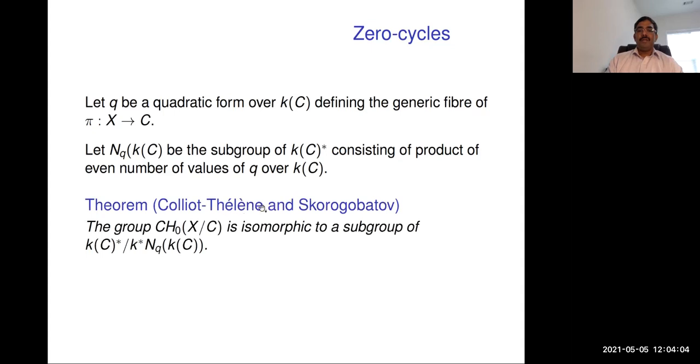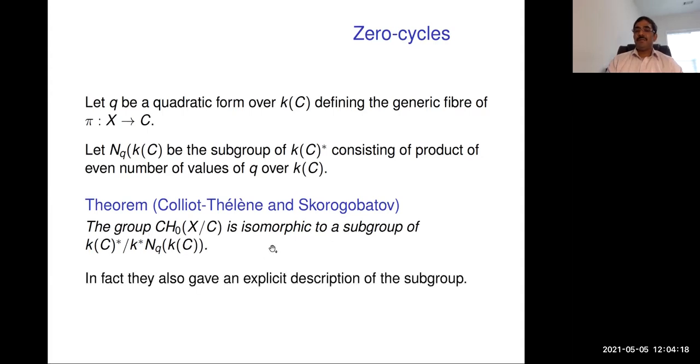Okay, then the theorem of Colliot-Thélène and Skorobogatov, which says that the group Château of X over C is isomorphic to a subgroup of K_C^* mod K^* N_Q K_C. In fact, what is the image of this? They give some explicit description of the image, which is locally some unit times some value of this K^* N_Q K_C, but we don't need it right now for our discussion. That's why I didn't write it here. But there's an explicit description of the image of this Château of X over C, in this case K_C^* mod K^* N_Q K_C.